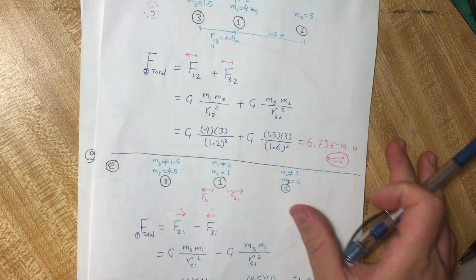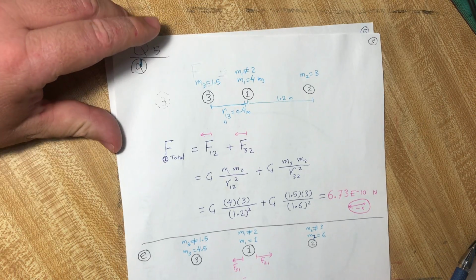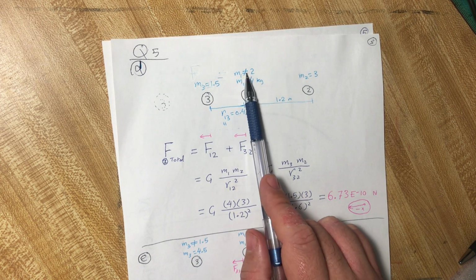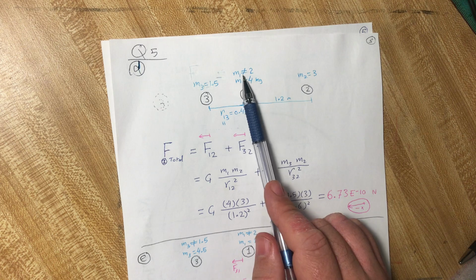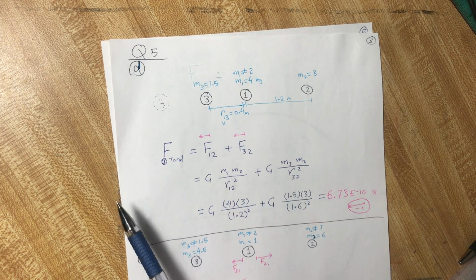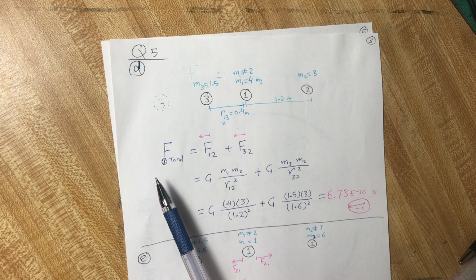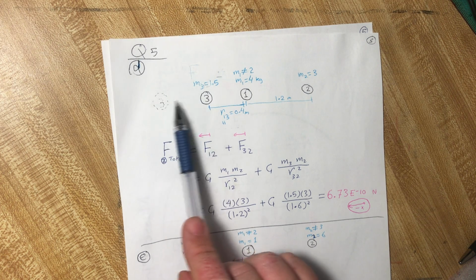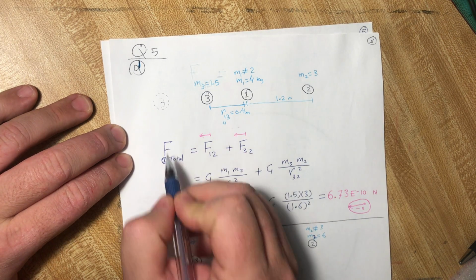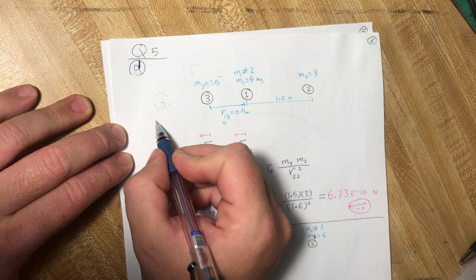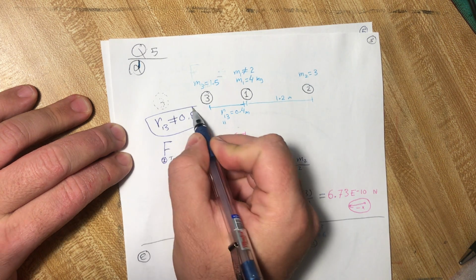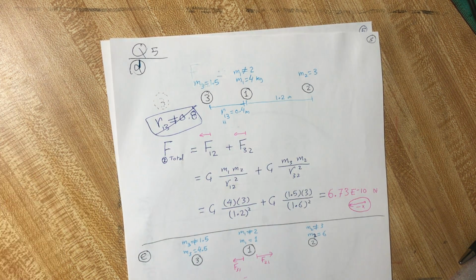Now we need to go to D. This is a long question, but it is okay. Now, what if the first object doubled its mass? So the mass is not 2 kilograms, it is 4. The third object reduced its distance from 0.8 to 0.4. So R13 is not equal to 0.8. It is equal to 0.4.